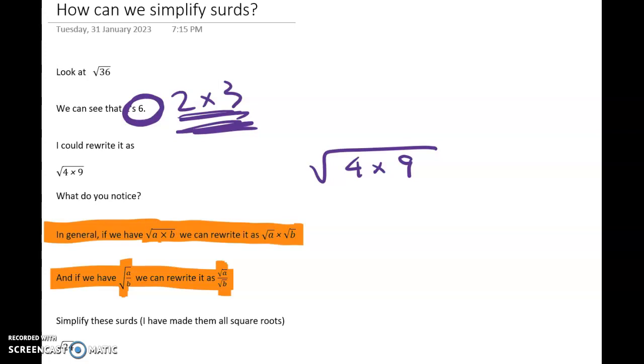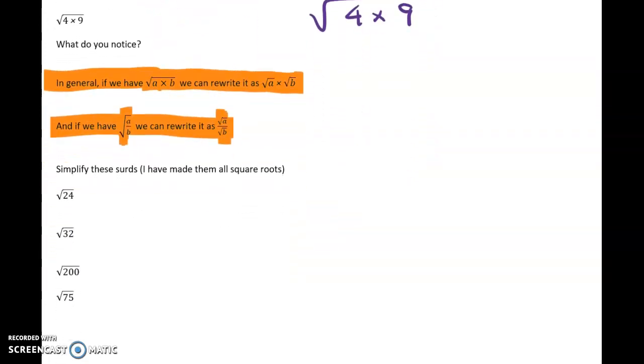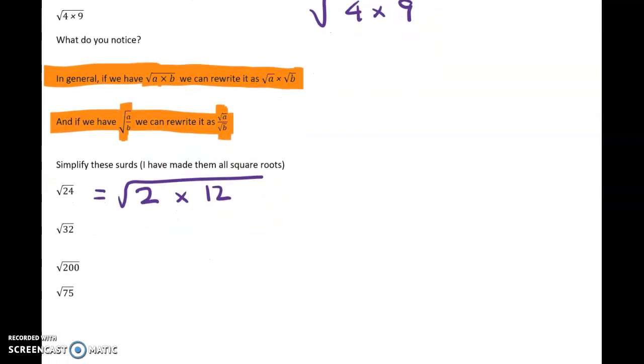Okay, so now we're going to try simplifying these surds and seeing what we get. So the square root of 24, well, there are lots of factor pairs of 24. So let's see how far we can take this. Let's do, first of all, 2 times 12. Now my rule up here tells me that that is equal to the square root of 2 times the square root of 12. Can we simplify? So the square root of 2 is as far as we can go. But can we simplify the square root of 12 any more?